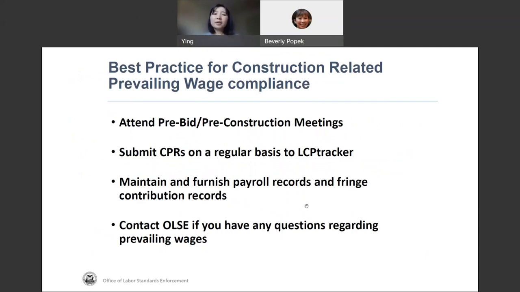So here's a best practice for construction-related prevailing wage compliance. First of all, you need to attend the pre-bid pre-con meetings so that you learn what is the applicable prevailing wage for the project that you're working on. And then you need to submit the certified payrolls on a regular basis to LCP Tracker. You need to maintain and furnish payroll records and fringe contribution records. You also need to contact us if you have any questions regarding prevailing wages.